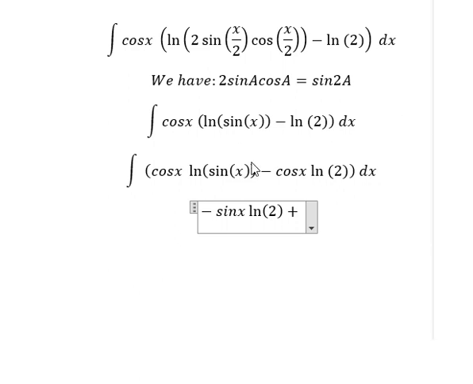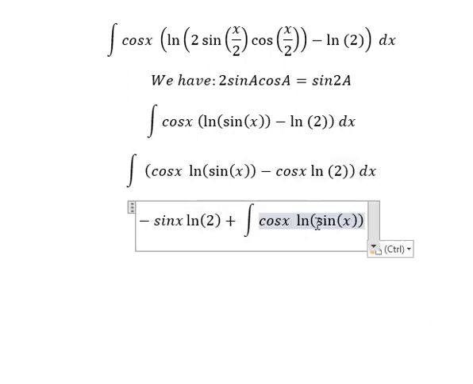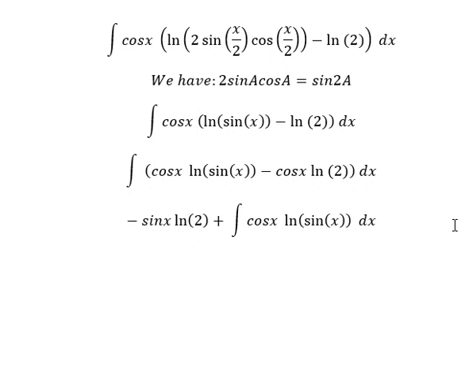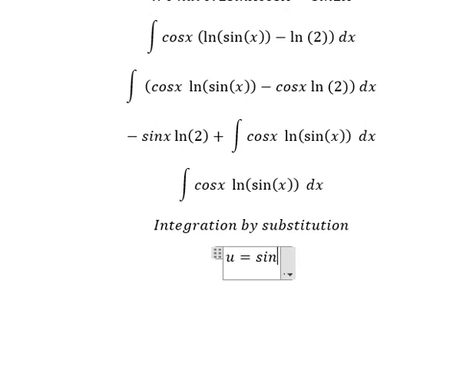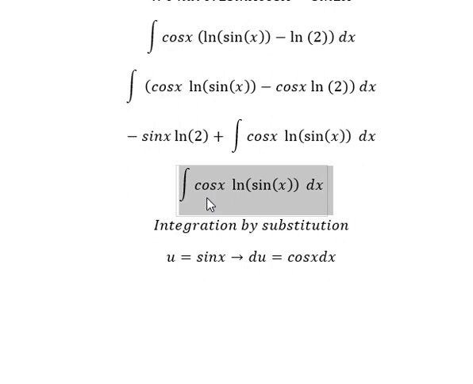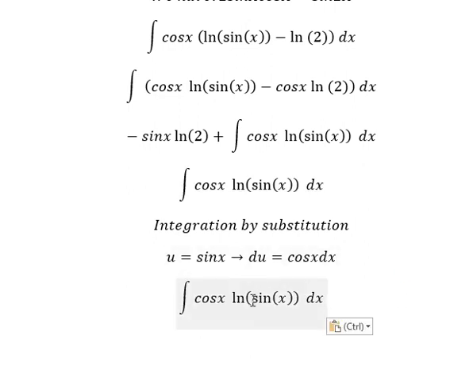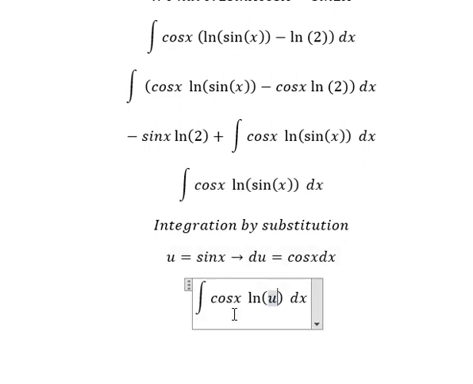Now we need to focus on this one. So we can use integration by substitution. So I will put u equals sine s. Later we need to do first the derivative for both sides, and we have cosine s ds. So this one we change for u, and cosine s ds we change for du.